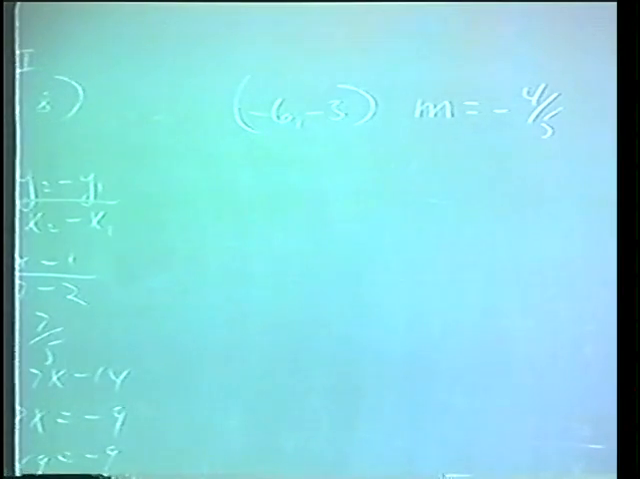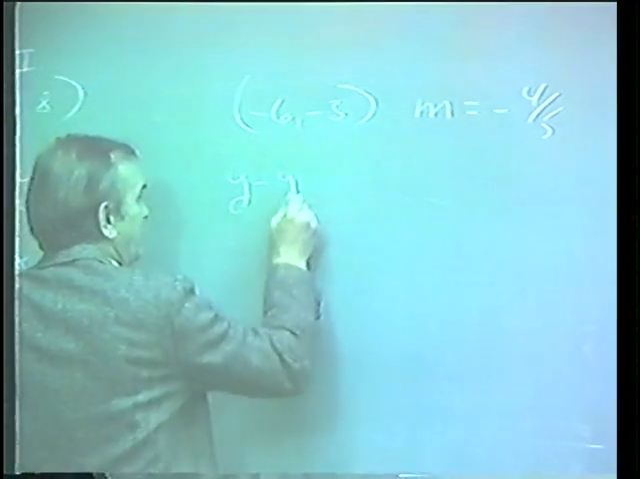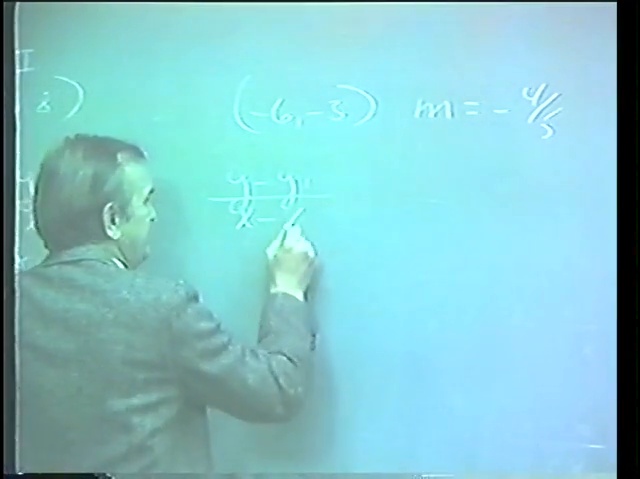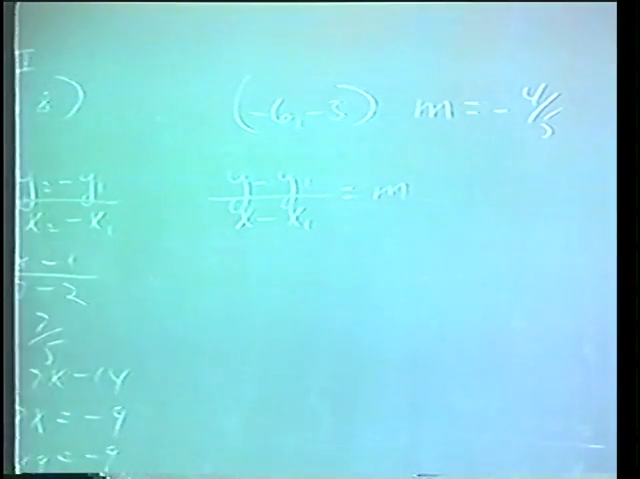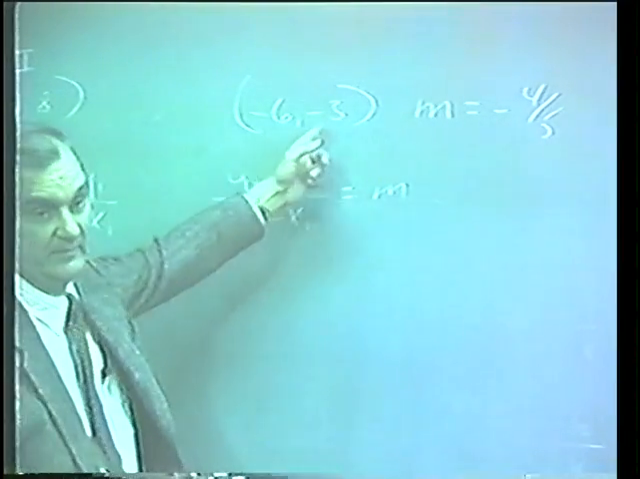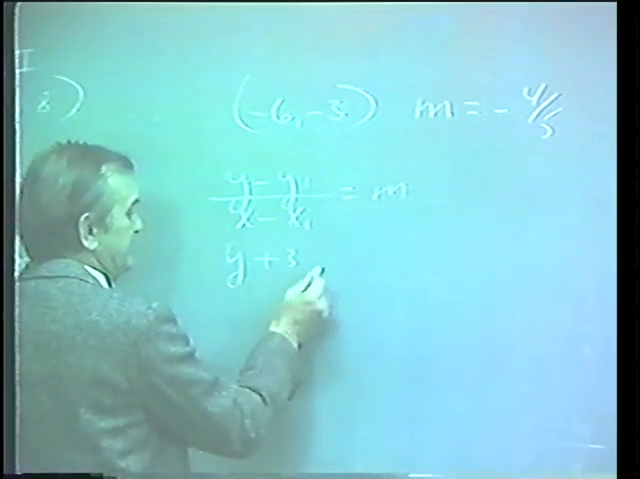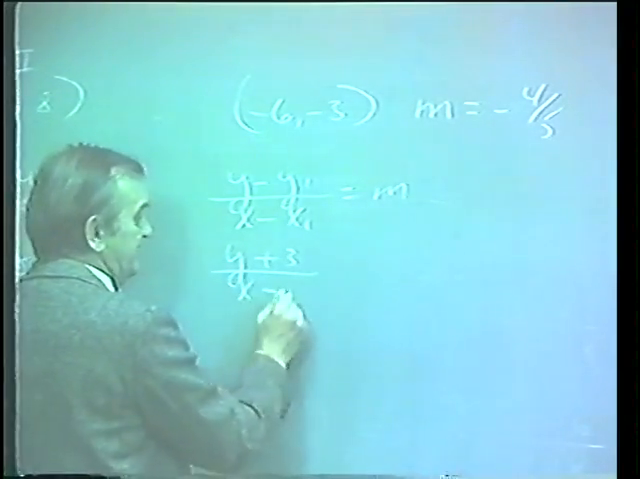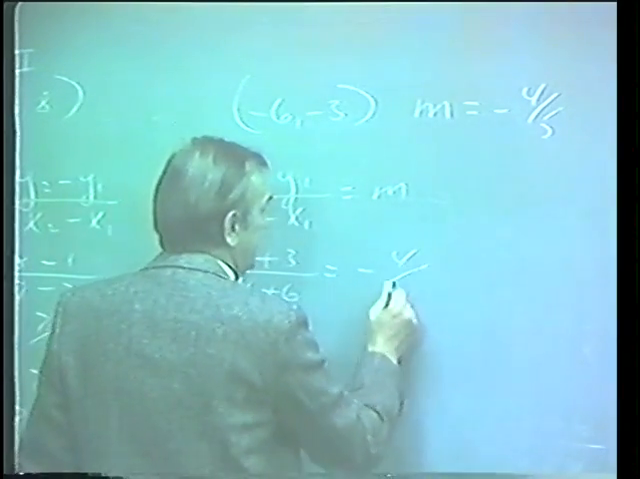Now again, we have developed the formula for point slope. We said the point slope formula is y minus y1 over x minus x1 equals m. There's the formula. We only have one point, so this is x1, y1. We plug them in. We have y minus a negative 3 makes it y plus 3, over x minus a negative 6 makes it x plus 6, is equal to negative 4/5.